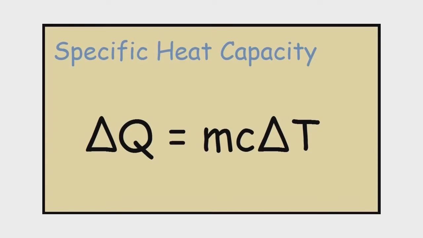The formula is ΔQ equals m times c times ΔT. Q, or ΔQ, is the heat that is lost or absorbed by the object or substance, m is the substance's mass, and c is the specific heat of that particular object or substance, while ΔT is the change of temperature, final temperature minus the initial temperature.